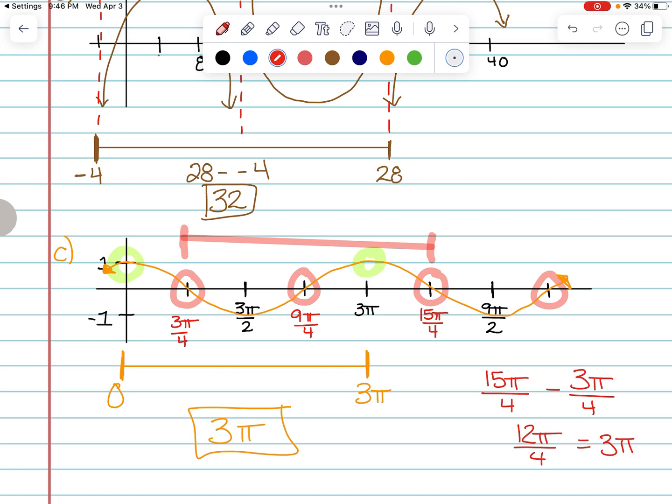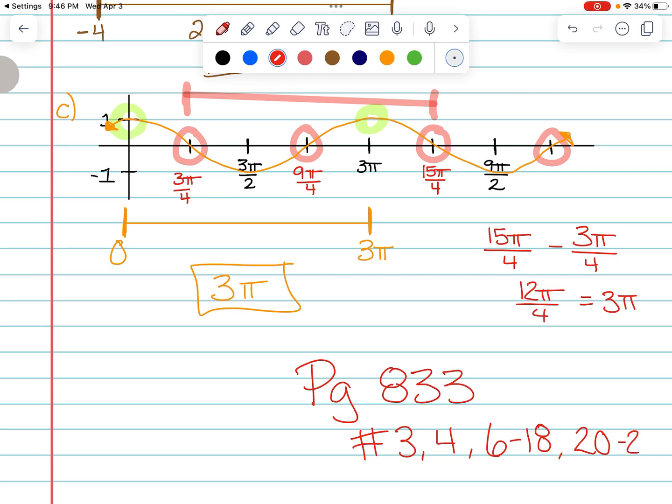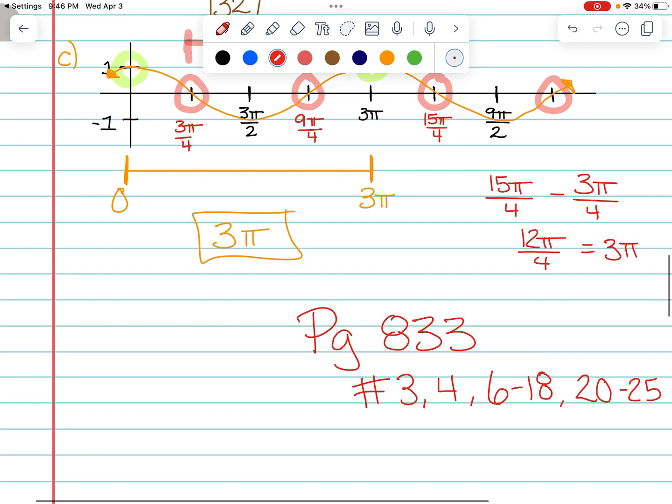Okay, homework assignment for tomorrow. I mean, today for you guys. Sorry, I'm recording this the day before. I don't remember what it is off the top of my head. Page 833, numbers 3, 4, 6 through 18, 20 through 25.